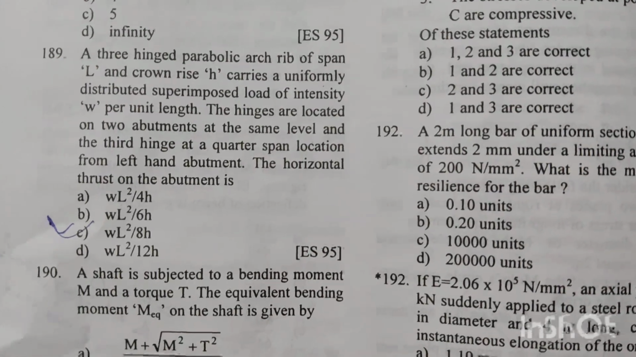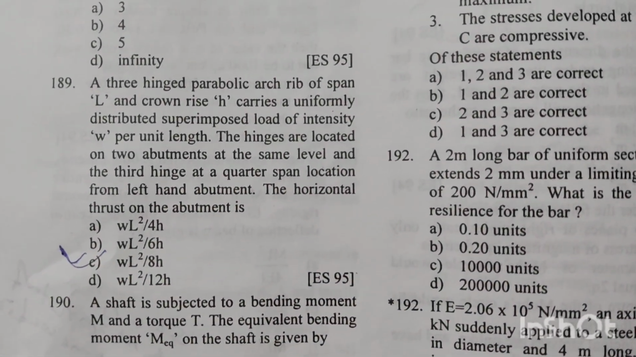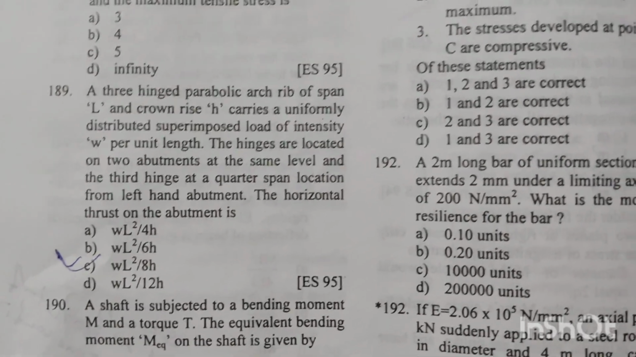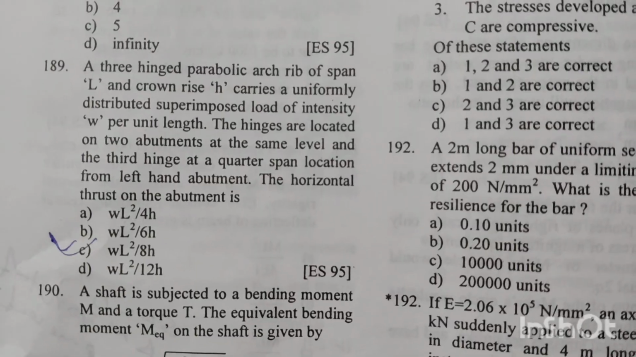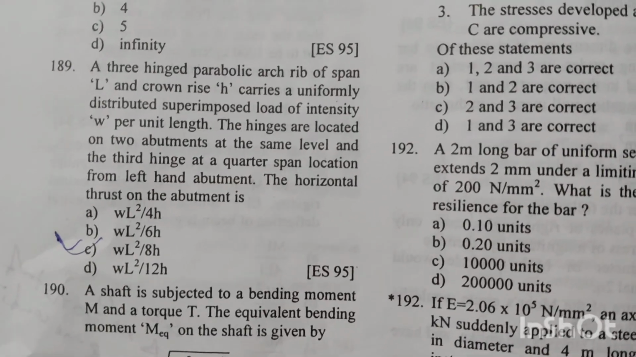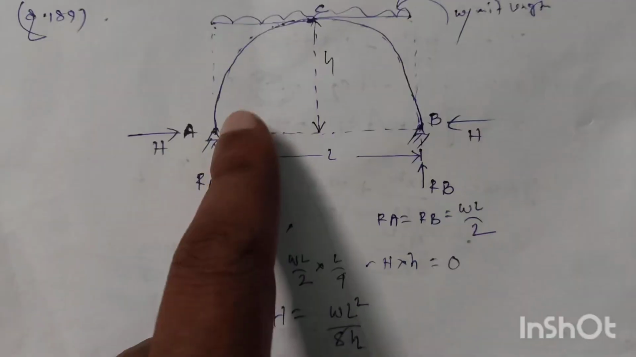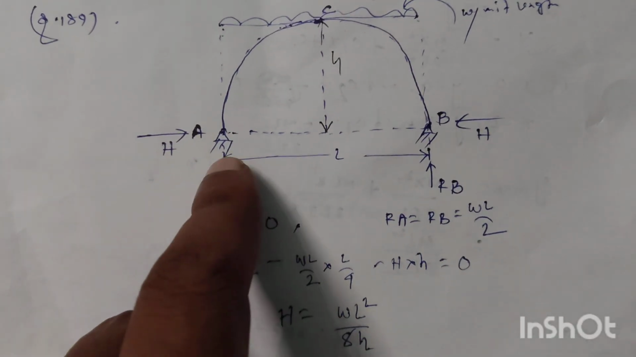Question number 189. A 3-hinge parabolic arch rib of span L and crown rise H carries a uniformly distributed superimposed load of intensity W per unit length. The hinges are located on two abutments at the same level, and the third hinge at a quarter span location from the left hand abutment. The horizontal thrust on the abutment is. This 3-hinge parabolic arch is subjected to uniformly distributed load W per unit length.